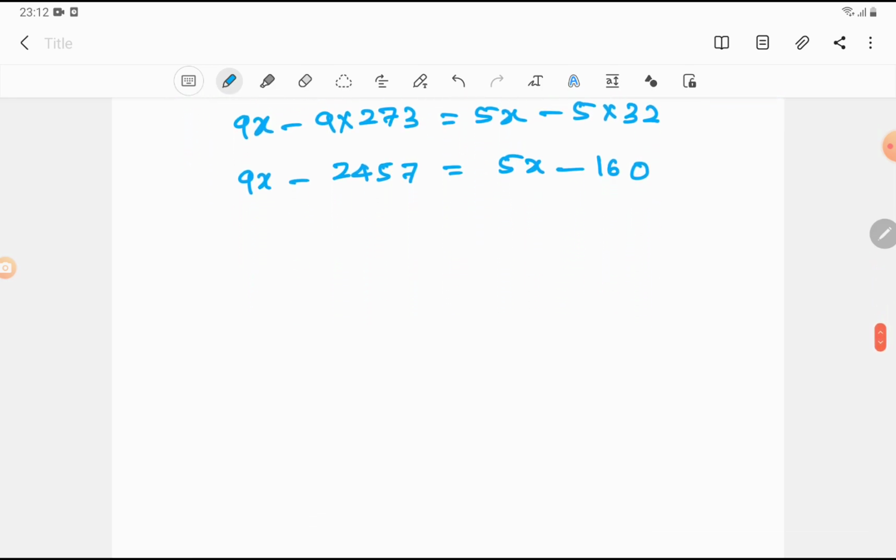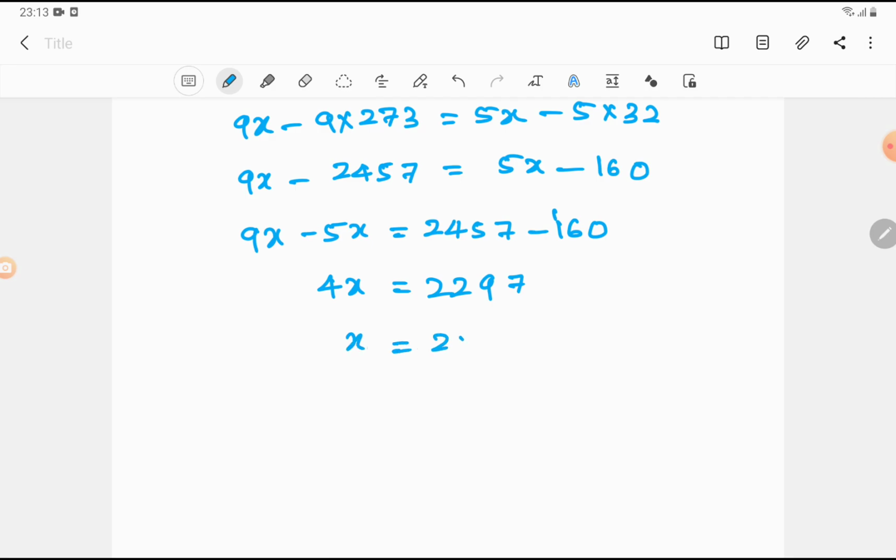So 9x minus 5x, this goes here, 2457 minus 160, that gives you 4x. Here 7, 15, only 6, so there are 9, 2297. So x is equal to 2297 by 4, which is 574.25 degree. So keep it in mind.